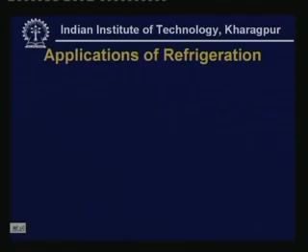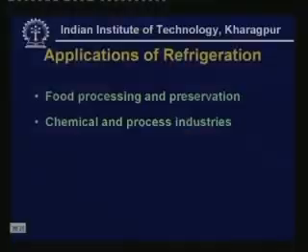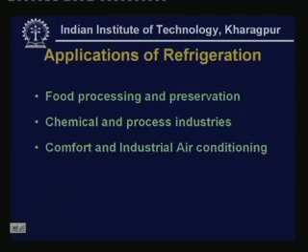Now what are the applications of refrigeration and air conditioning? Refrigeration is mainly required in various food processing and food preservation operations, and refrigeration is required in almost all chemical and process industries. It is also required for comfort and industrial air conditioning, and there are also several other applications of air conditioning and refrigeration, such as in medicine, construction, sports, etc.